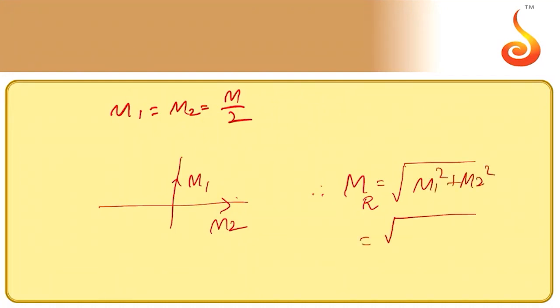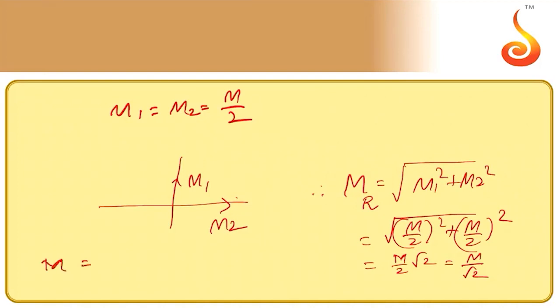That is root of (m/2)² plus (m/2)², or this is nothing but m/2 root 2, or m by root 2. This is the magnetic moment. And how to find out the magnetic moment? Magnetic moment is equal to pole strength into pole separation. So you can substitute this. The magnetic moment is already given, so you don't have to calculate it also.